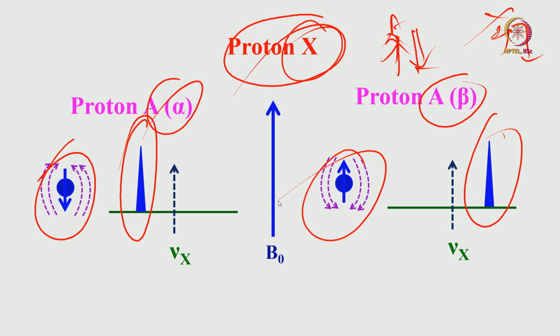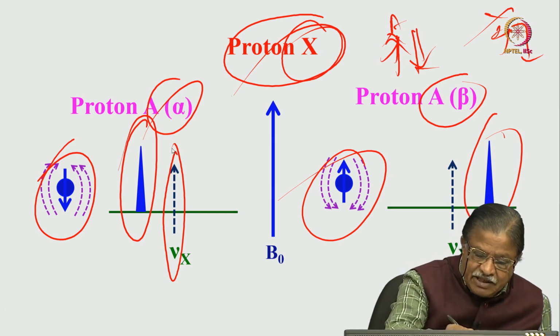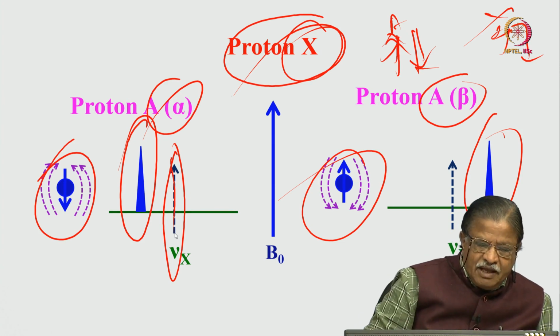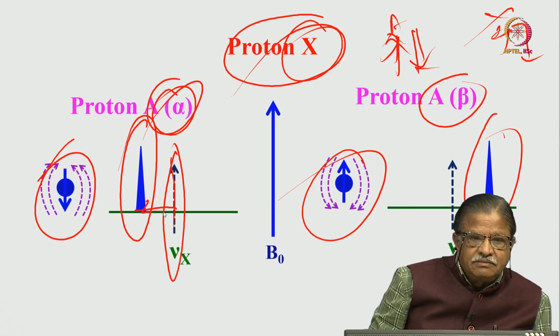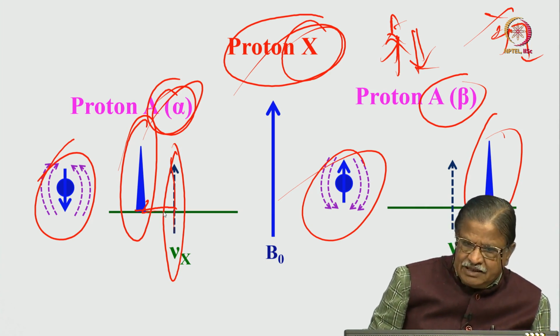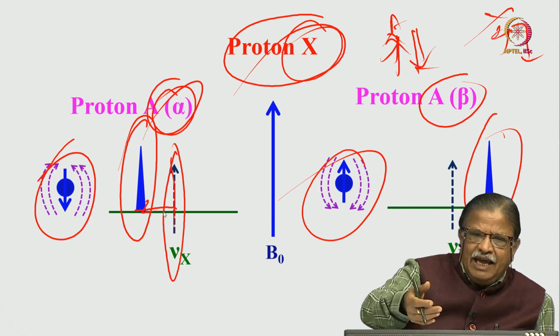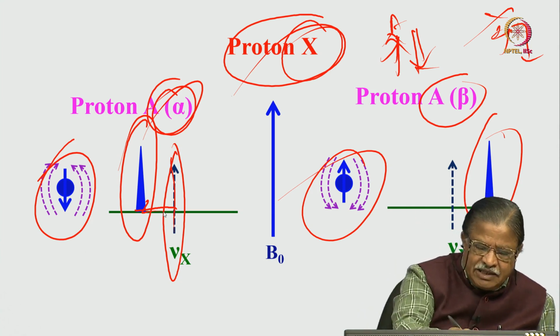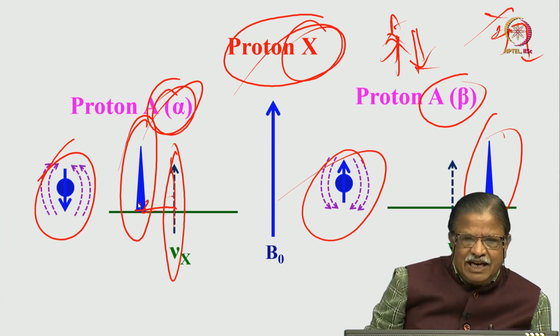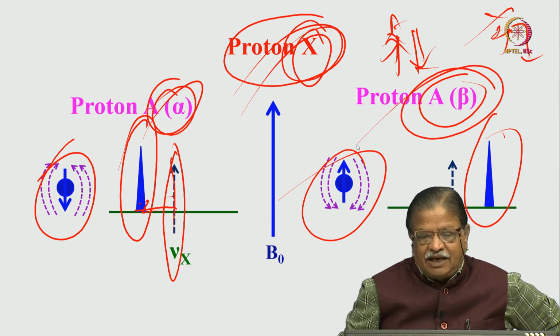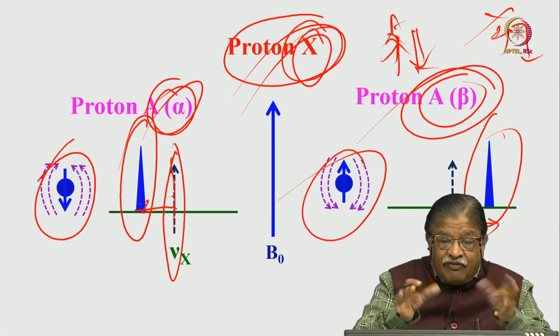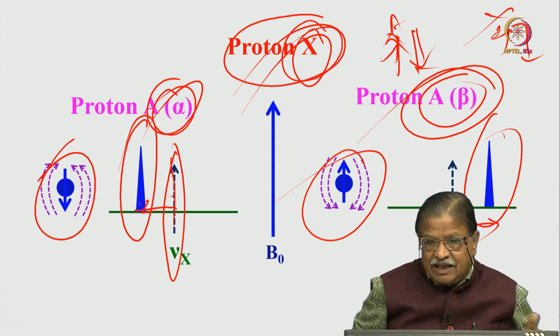Now what will happen with respect to the original position before interacting with proton A? This will be the position of, let us say, proton X. Because it sees proton A in the alpha state, it is moved by a certain value. There is an energy difference, a small change in the energy. Similarly, this proton X can also see proton A in the beta state. It moves towards the right side. Alpha and beta, where one has a higher energy state, the other a lower energy state.